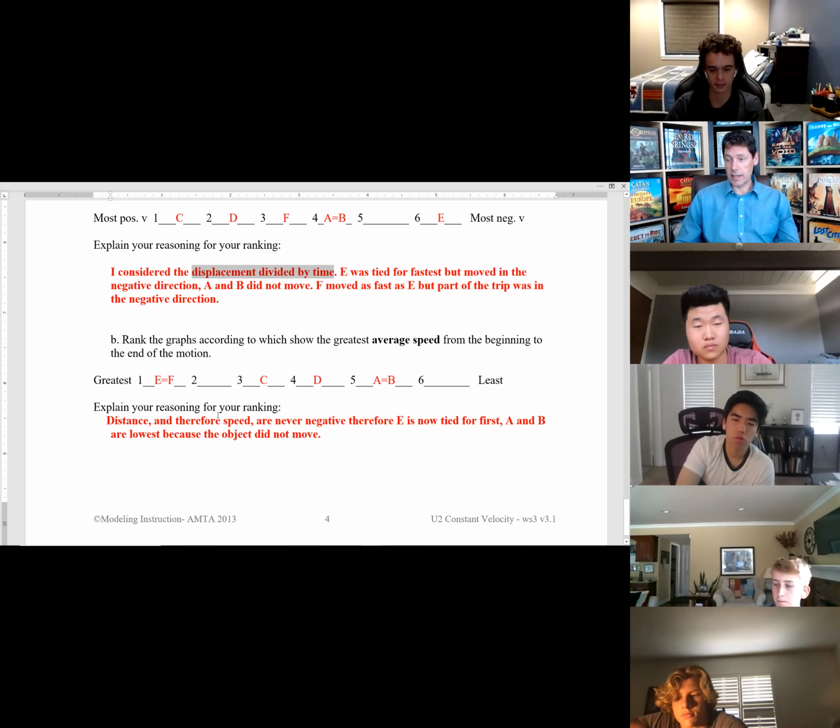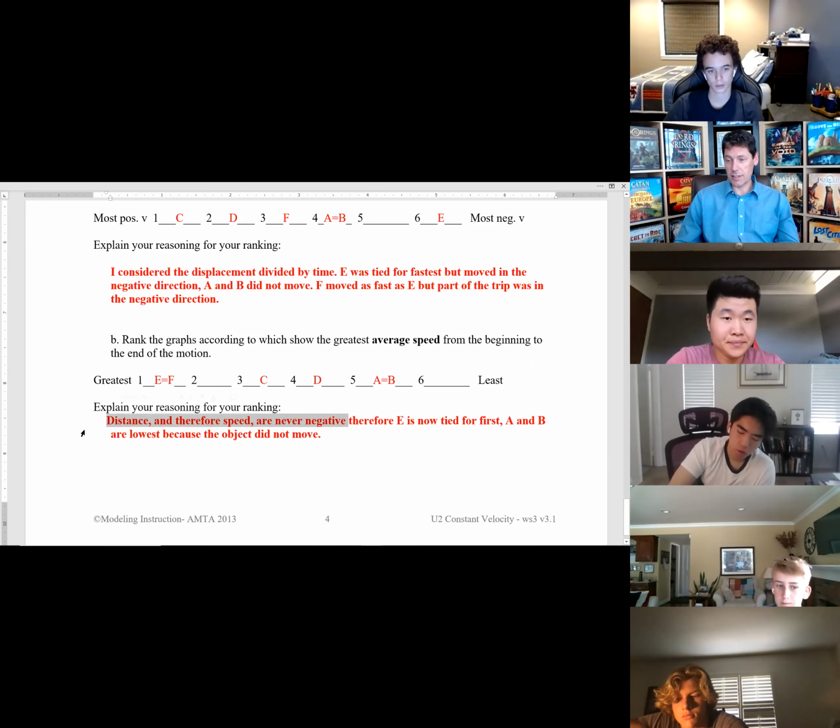For the reasoning, basically the idea here is that distances are scalars. Therefore, speed is also a scalar. And that means they can never be negative. We don't really care about the direction when we're doing distance and speed.